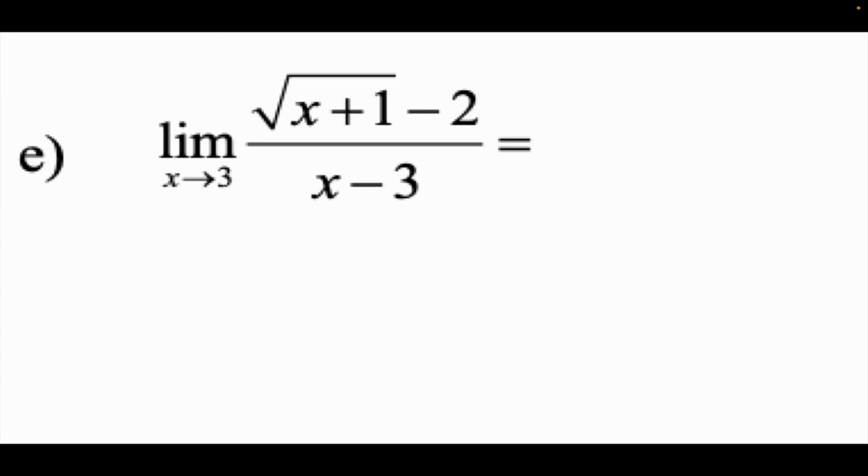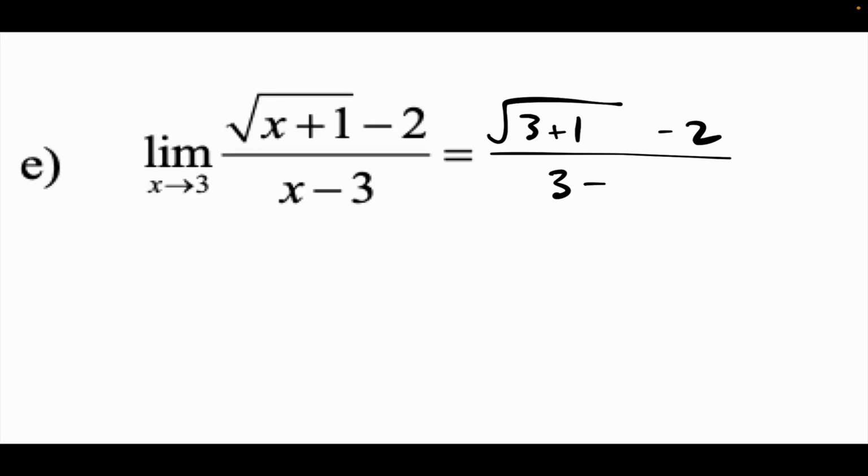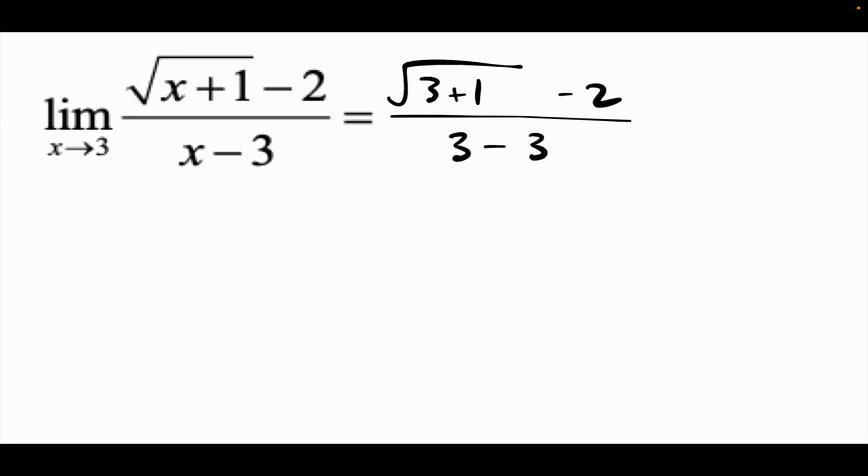One second to pull up my notes. Yeah, so if we plug in 3, I get square root of 3 plus 1 minus 2, and then 3 minus 3, right? So 3 plus 1 is 4. Square root of 4, 2. And then minus 2 on top, 0. And then 3 minus 3 is 0. Get 0 over 0 again. So that means there's work left to be done. That means you're not done yet.